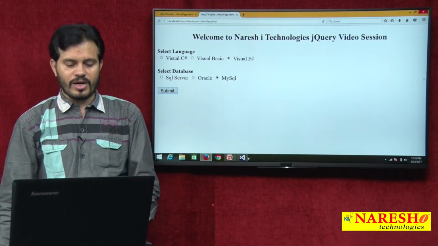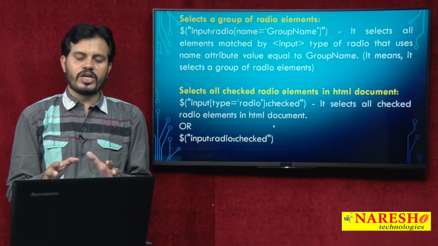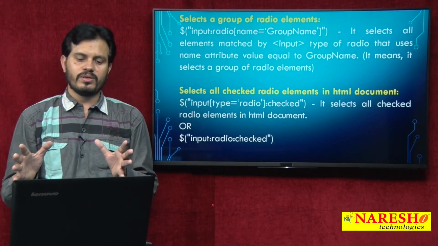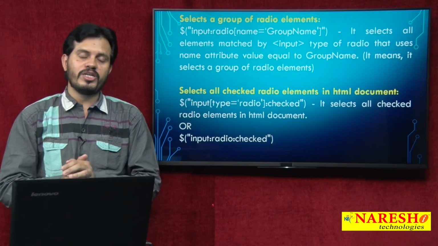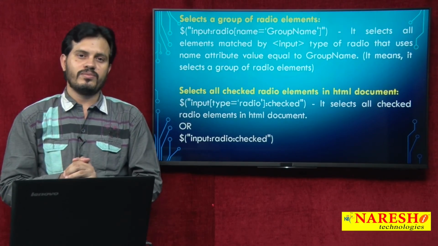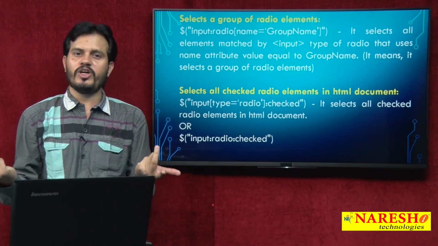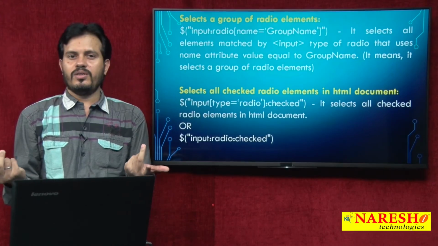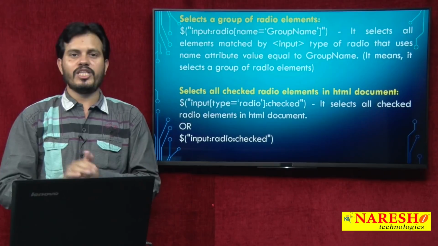So you may require to do it like this, but not select all checked radio elements in the entire HTML document. For a particular group only, meaning in a group, whichever radio element is selected, which radio element is checked, only that one you try to get, and count how many are there. Of course in one group only one radio button will be selected. So whichever is selected, I can get it. I want to count how many there are by using the length property.